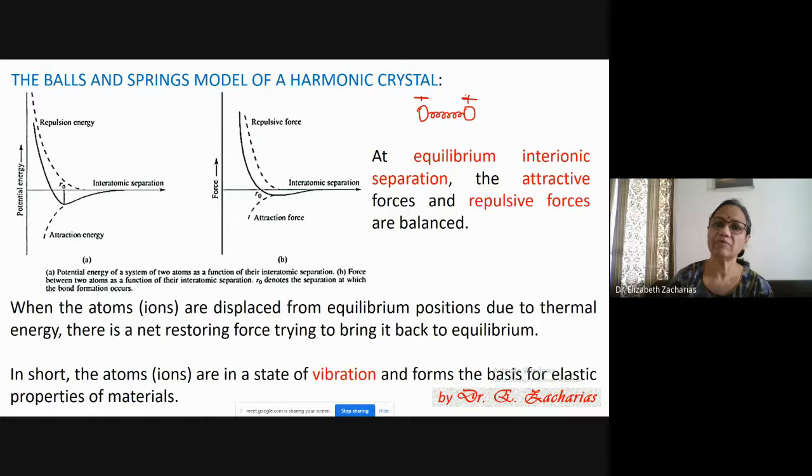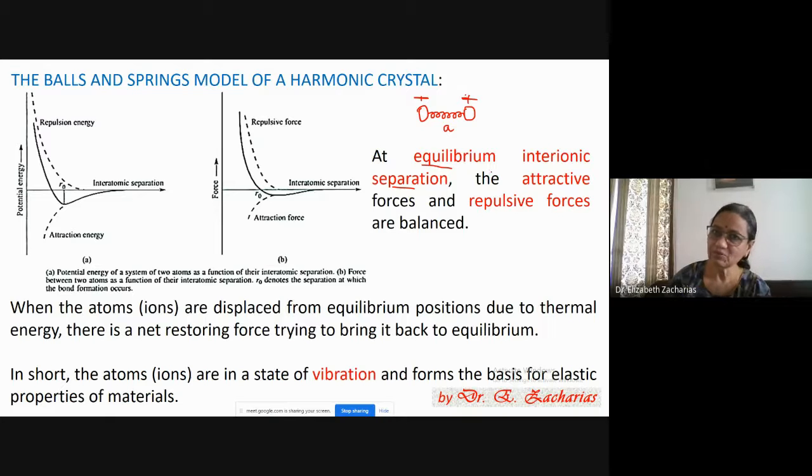And when they are vibrating, this distance, let us say, normally if it is A, then this distance can either be larger than A or less than A because of the vibration. So this equilibrium inter-ionic separation, let's say it is A, and it is A because the attractive and the repulsive forces are balanced. But then they will not be sitting like that. The lattice will be vibrating, lattice vibration.